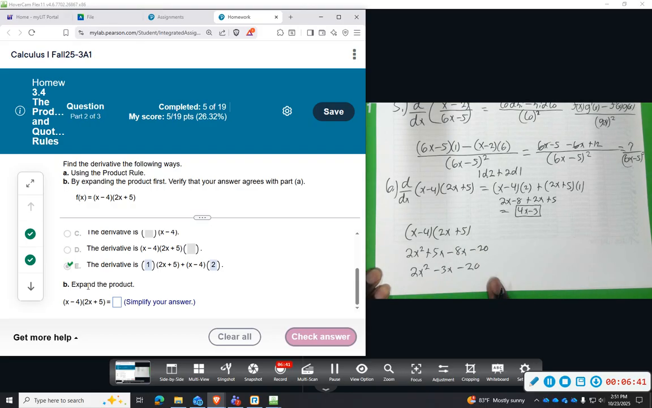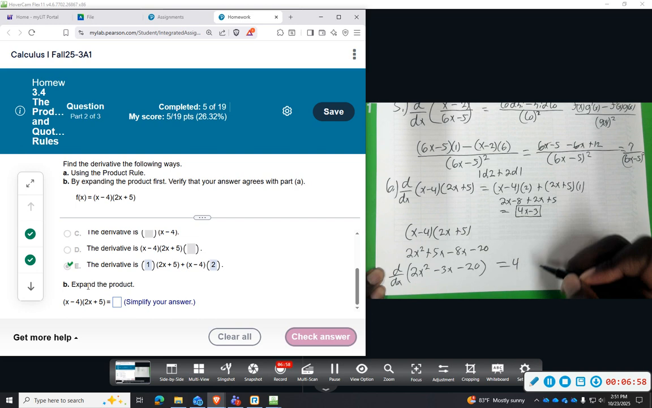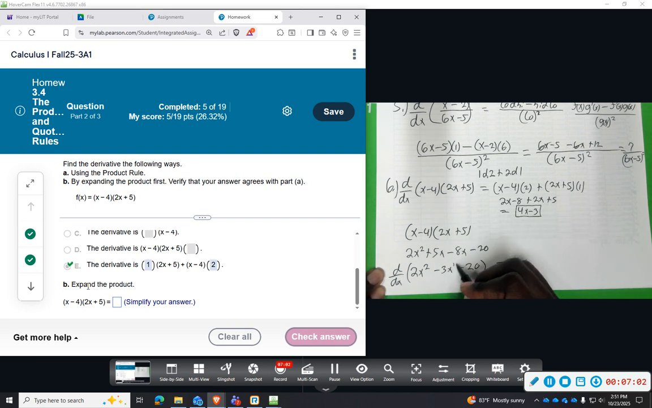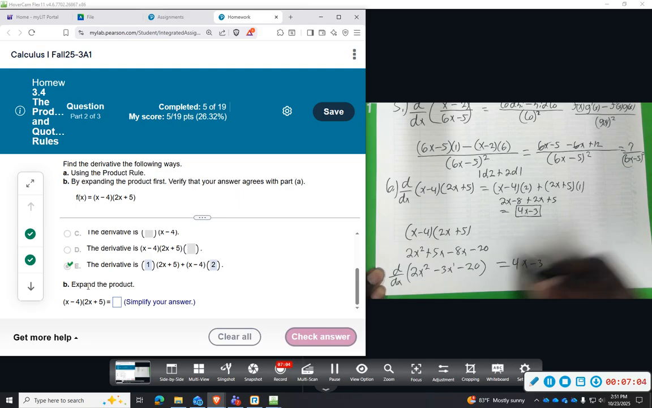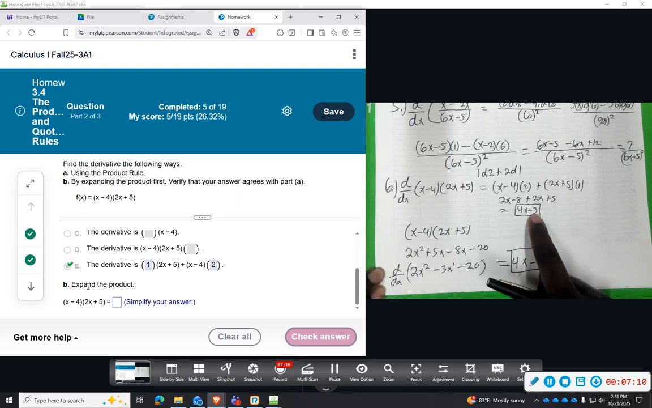So if we expand it first and then do the derivative, okay, we just do the derivative of each term using the power rule. So 2 times 2 will give me 4x, and subtract 1, so that'll just be 4x to the first. Understood 1, so that'll be a minus 3. Subtract 1 goes to 0, and the derivative of a constant is 0. So we still get 4x minus 3 for both.